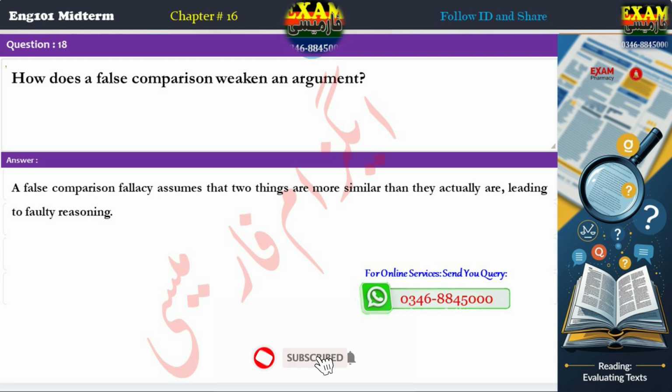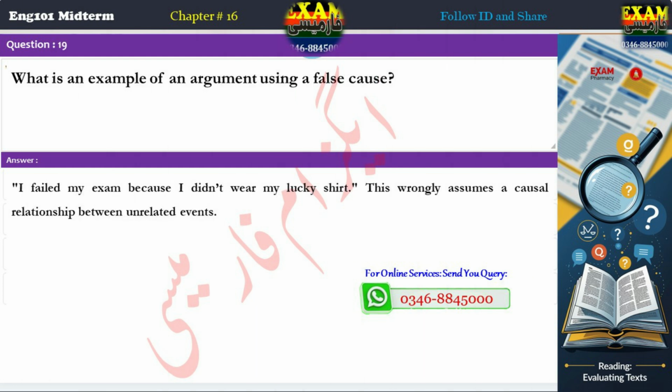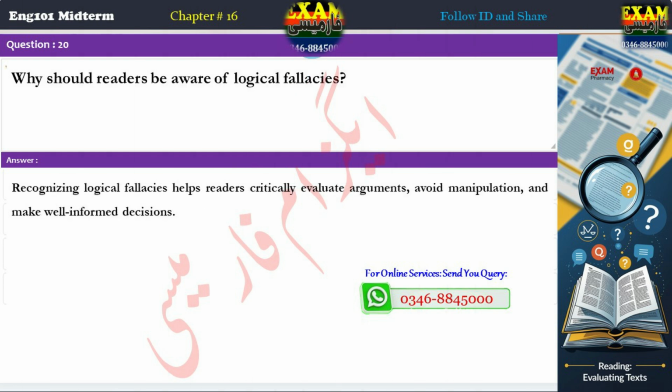18. How does a false comparison weaken an argument? Answer: a false comparison fallacy assumes that two things are more similar than they actually are, leading to faulty reasoning. 19. What is an example of an argument using a false cause? Answer: I failed my exam because I didn't wear my lucky shirt. This wrongly assumes a causal relationship between unrelated events. 20. Why should readers be aware of logical fallacies? Answer: recognizing logical fallacies helps readers critically evaluate arguments, avoid manipulation, and make well-informed decisions.